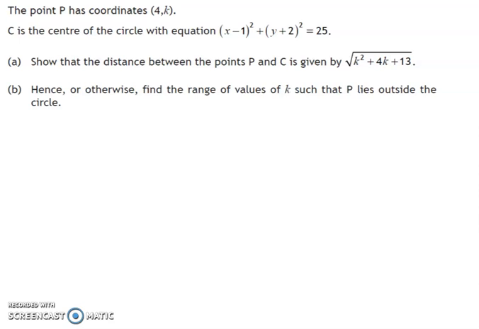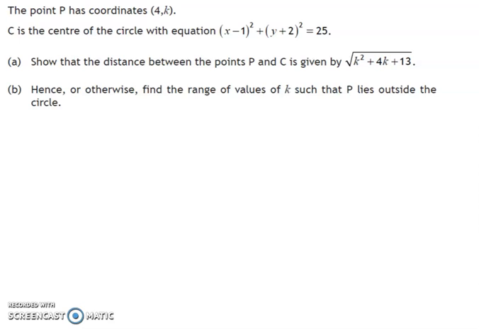So here we have the 2019 higher paper. This is paper 1, question 16. This question focuses on circles and equations of circles within a system. The question asks us, if we've got a point P, which is given by coordinates there, and a circle with a centre C given by that equation.